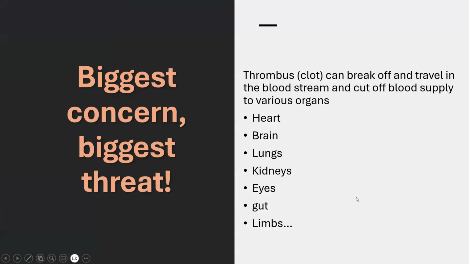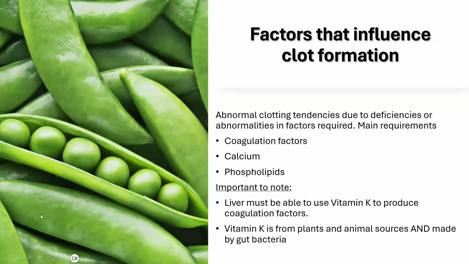So let us always remember to ask about factors that may suggest increased risk, such as smoking, such as lack of exercise. So the biggest concern ends up to be the biggest threat when the clot breaks off and travels in the bloodstream and cuts off blood supply to various organs, important organs such as the heart, the brain, the lungs, the kidneys, the eyes, the gut, and of course the limbs. Now, factors that influence clot formation, and you might wonder why I'm showing peas in a pod.